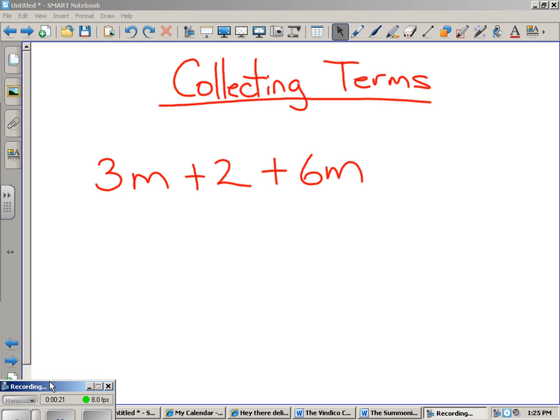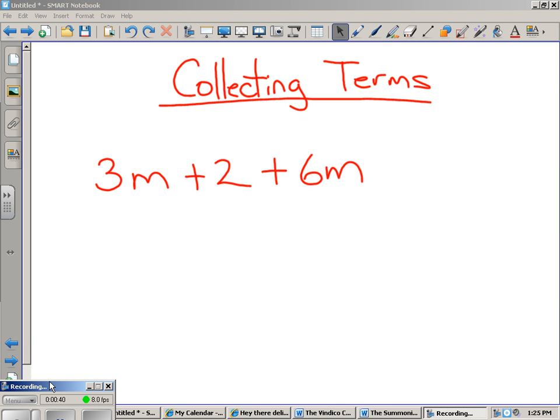So if you were to look at 3m plus 2 plus 6m, obviously you see the m's are the same in both, and we can collect those m's together. We are not solving for an equation like we did in previous days. All we're doing in today's activity is collecting the terms together.